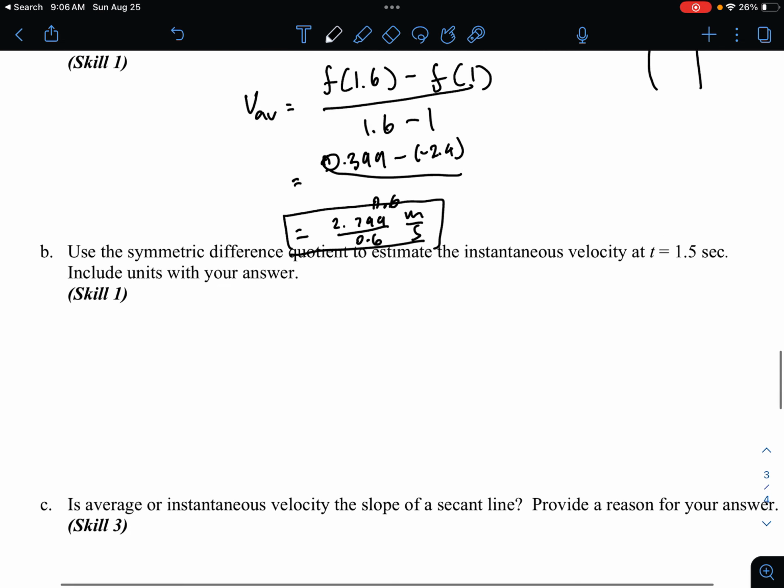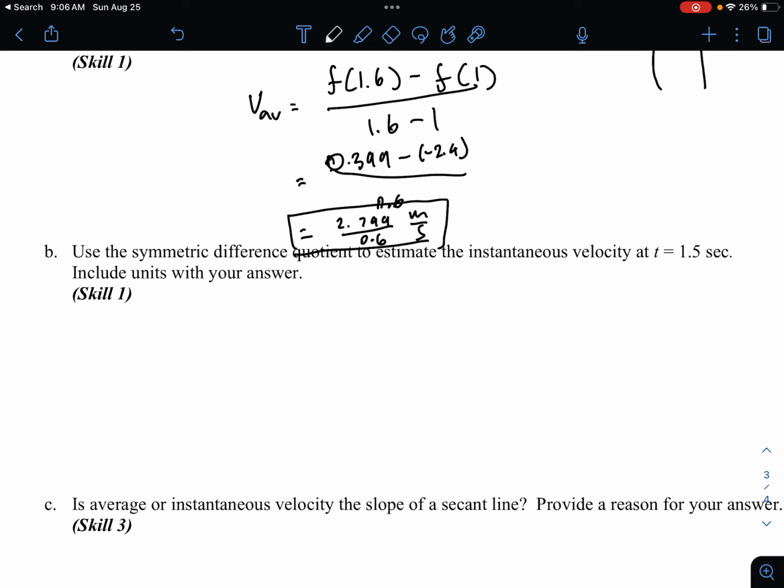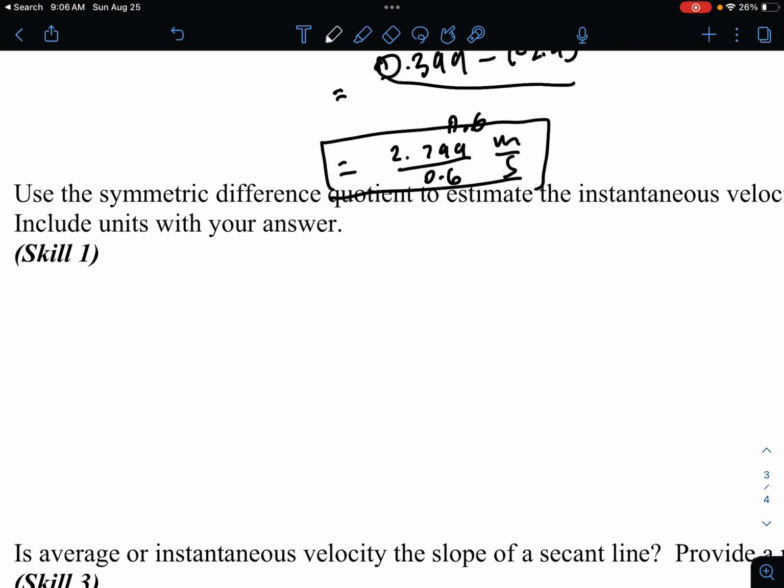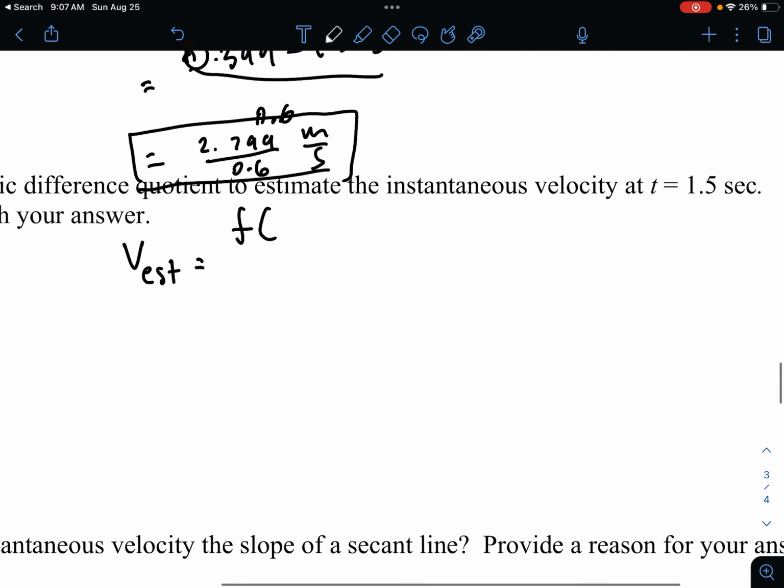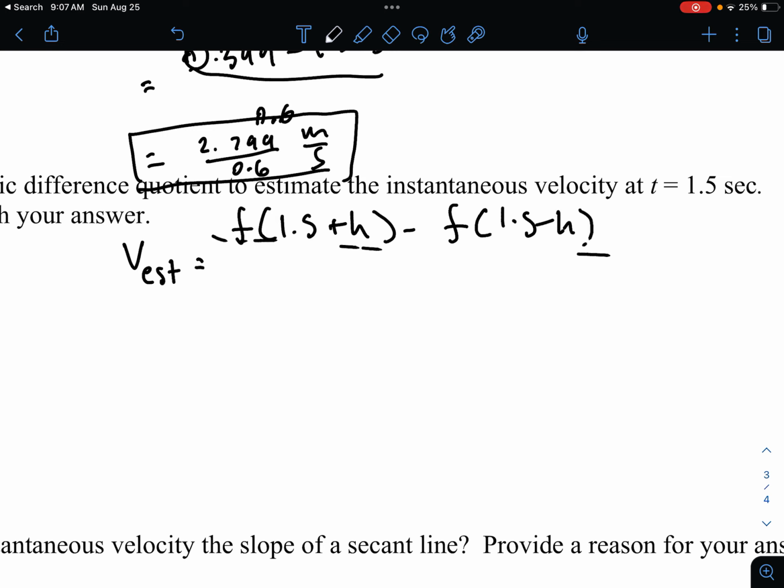Use the symmetric difference quotient to estimate the instantaneous velocity at 1.5 seconds. So here's how I would do that. I would say, the symmetric difference quotient. V estimate is going to equal f of 1.5 plus h minus f of 1.5 minus h, over 2h. That's a symmetric difference quotient.